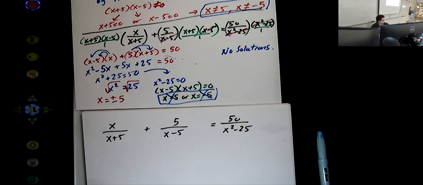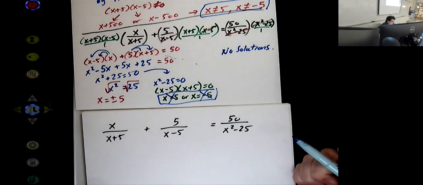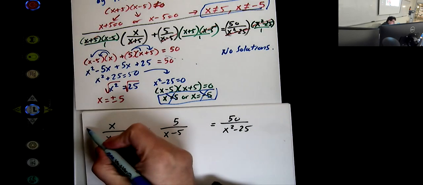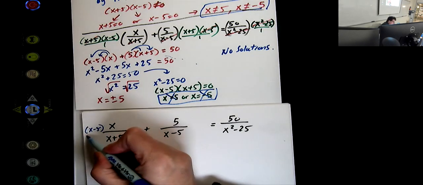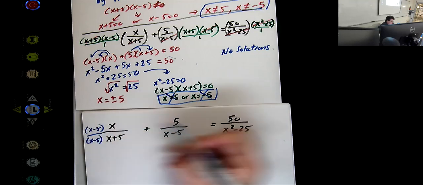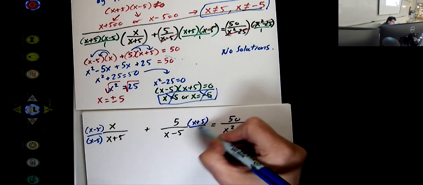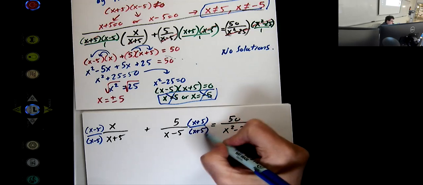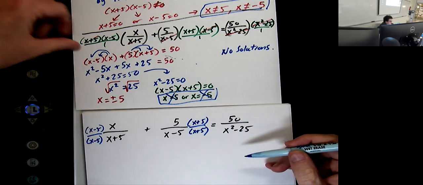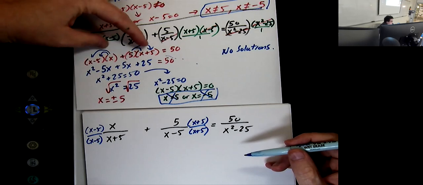We still have the same lowest common denominator, x squared minus 25. To get that, I need to multiply this by x minus 5 on top and bottom, and I need to multiply this by x plus 5 on top and bottom. This mirrors this part right here.